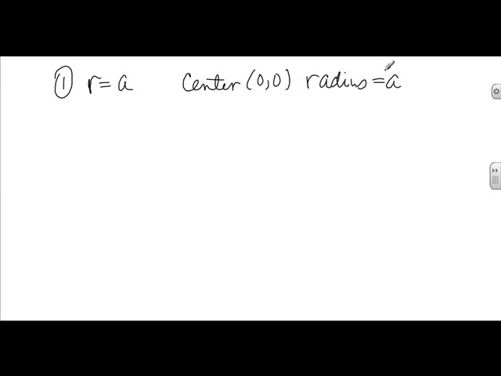recognize. r equals a is a circle with the center at (0, 0) and a radius of absolute value of a. If you have r equals 2a times sine of theta, that's going to be a circle. These are all circles, by the way. That's going to be a circle with a center at (0, a) and a radius of absolute value a.